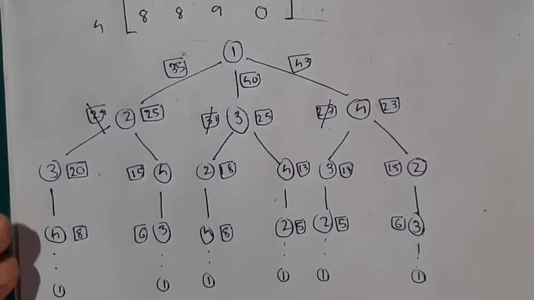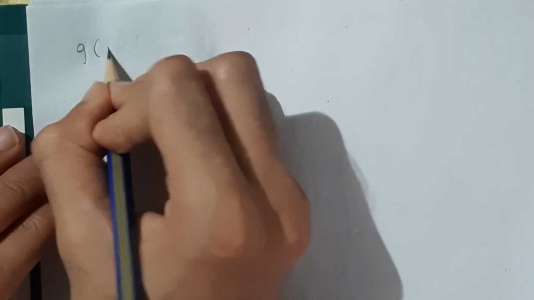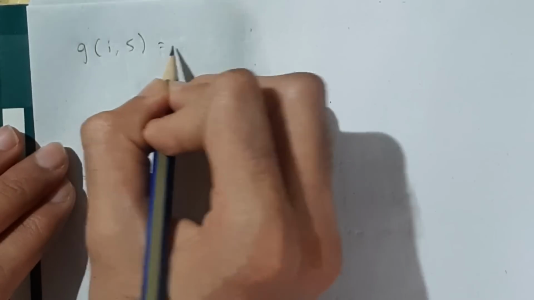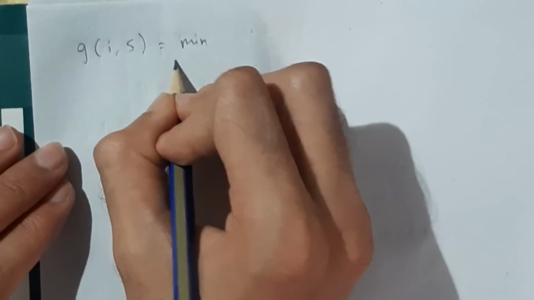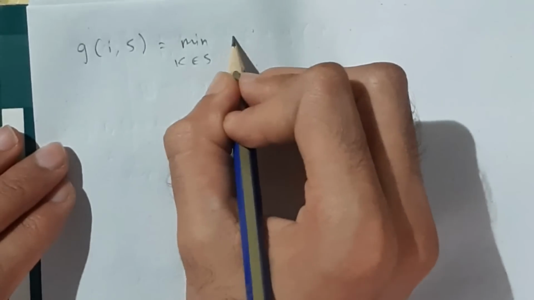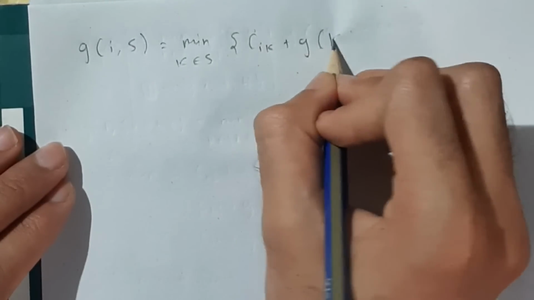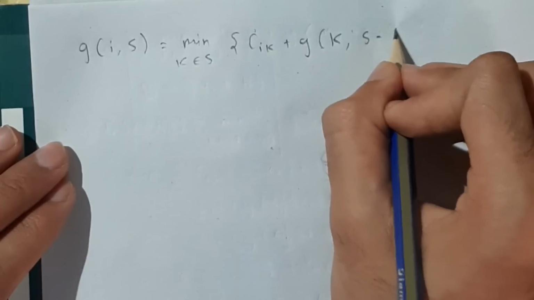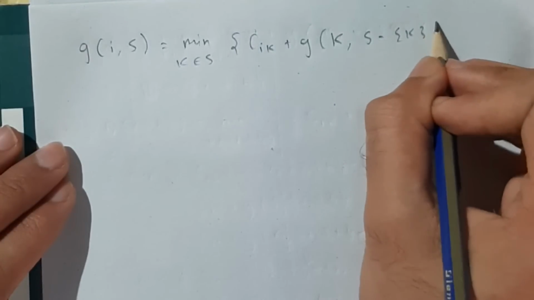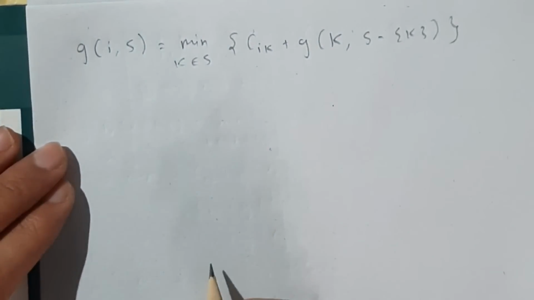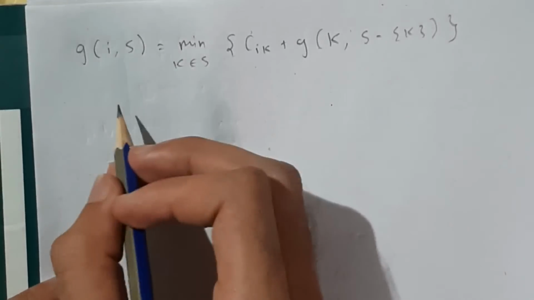Okay, now let's see how to do that using a formula. So this is the formula. You have to write here: g of i comma capital S is equal to minimum of k belongs to S, c of ik plus g of k comma S minus set k. I'll be explaining what this is. It's very easy. Just look at one example.